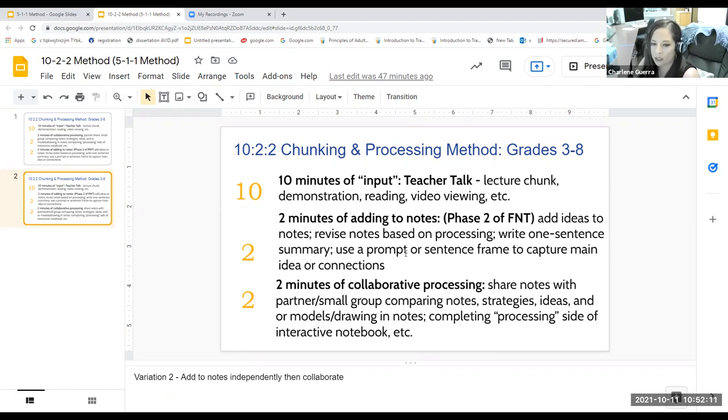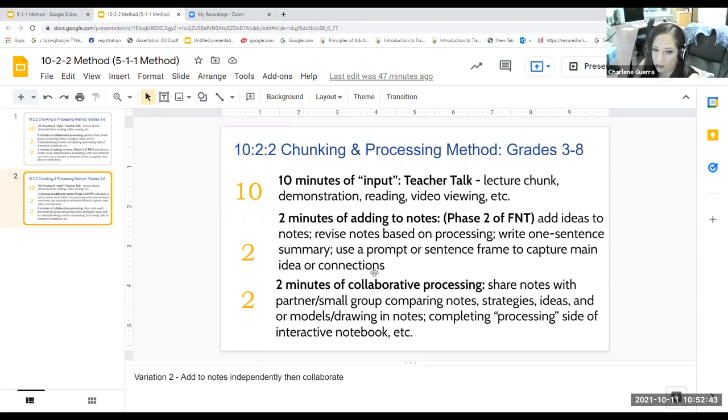They can write a one-sentence summary if they don't have any revisions to be made, and they can use a prompt or sentence frame to capture the main ideas or connections in their notes. So they can add pictures, algorithms, anything, a model that would help them understand the notes better. As they're adding to these notes, teachers are walking around identifying students' note-taking, understanding where they are in the concepts, and looking for any misconceptions.